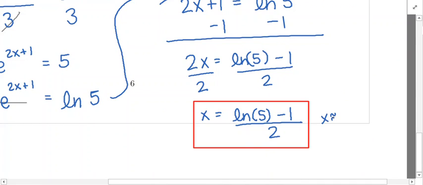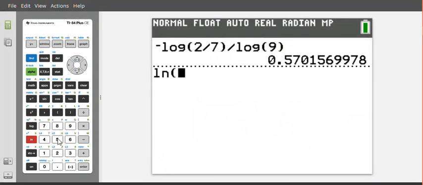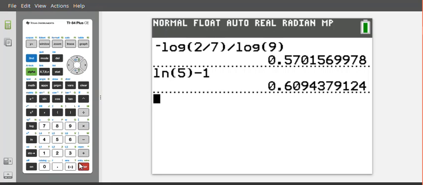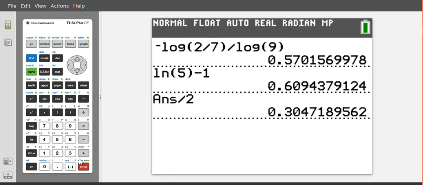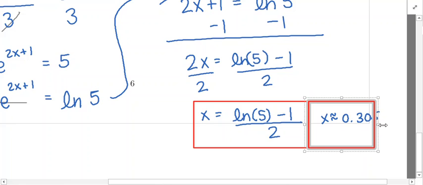Okay, so I'm going to type it in pretty much like I see it. Okay, so I'm going to go and do the natural log of 5, close parentheses, minus 1. This is the numerator. I'm going to take that and divide. So hit the division key, divide that by 2. Okay, so this is approximately 0.305. Okay, so we have our exact answer and we have our decimal approximation.